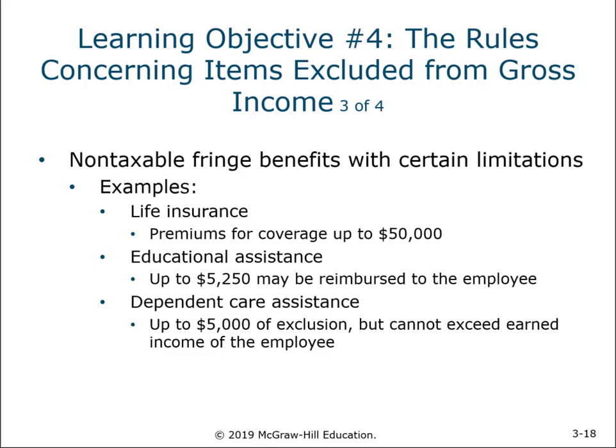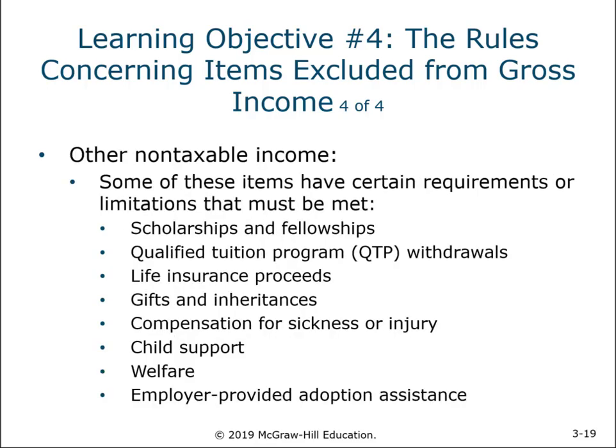Dependent care assistance, okay? You could provide money for them to pay for child care assistance. So you submit a bill, they pay that sort of thing, up to $5,000, if you have a plan that covers all employees. Other things may have certain requirements, whether they are included or not included.